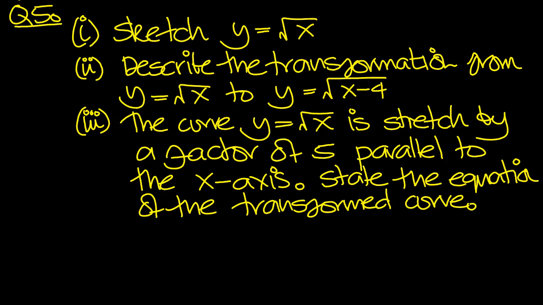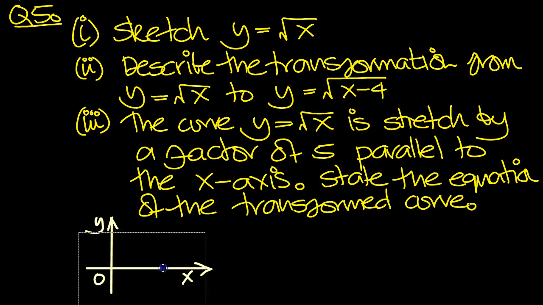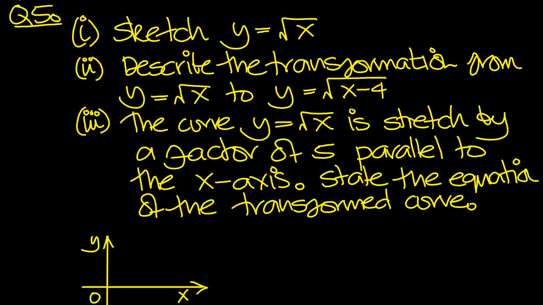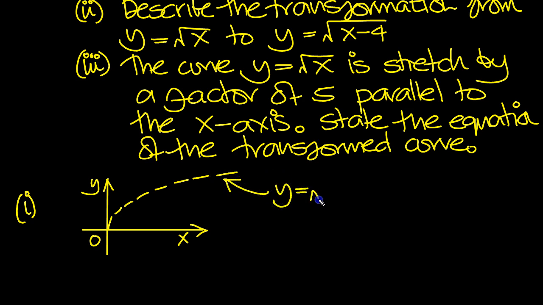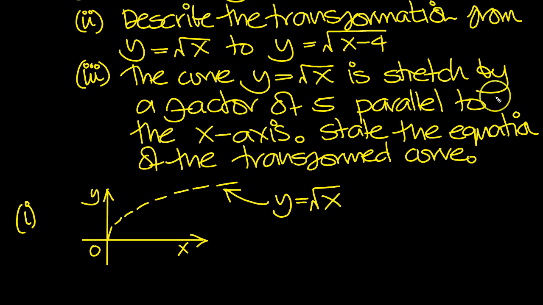So let's do the sketch then. Let's paste in an axis here. So we can do the sketch y equals root x. Basically here we just have to sketch the square root function. Not very well drawn. I've got a digital pen, so I've used dashed lines, and this is y equals the square root of x. Okay, that's the first part then.